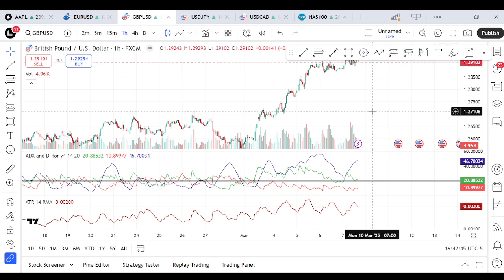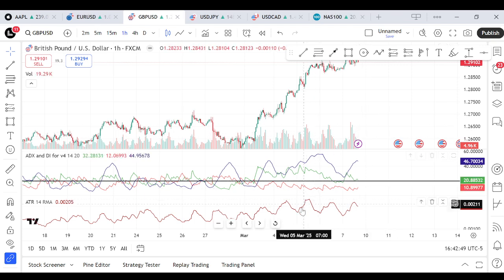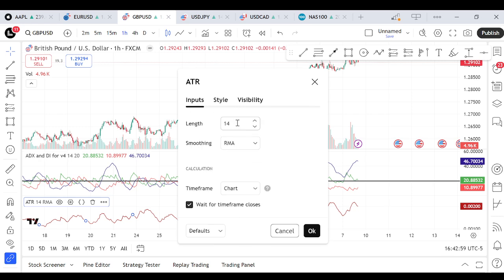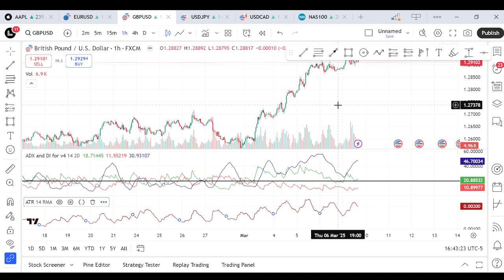Now for the ATR, it measures market volatility by calculating the average range between high and low prices over a specified period, typically 14, as you can see. The length should always be 14, which is the default. Unlike the ADX, the ATR does not indicate trend direction but helps you understand how much price movement to expect. This is particularly useful for setting stop loss levels or determining position sizes. A higher ATR indicates greater volatility, while a lower ATR suggests quieter market conditions.